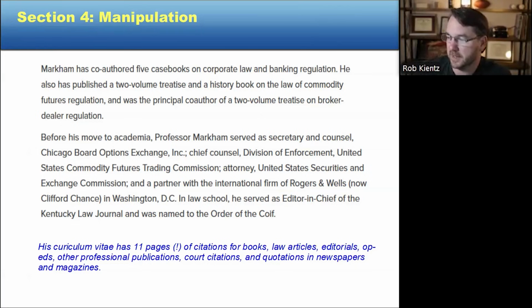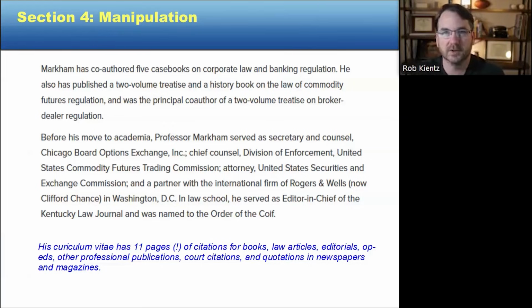He was an attorney, United States Security and Exchange Commission. That is, the SEC is the financial watchdog in the United States for publicly traded companies. And he was a partner of the international firm of Rogers and Wells in Washington, D.C. In law school, he served as editor-in-chief of the Kentucky Law Journal and was named to the Order of the Coif. So a very well decorated person that served in and around the commodities markets and is certainly an expert there.